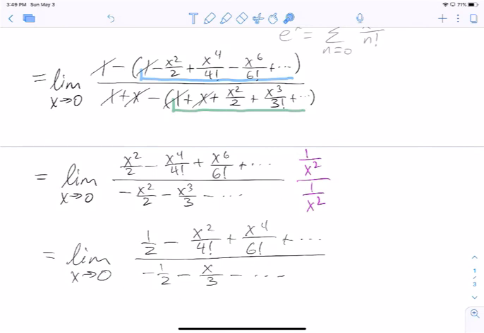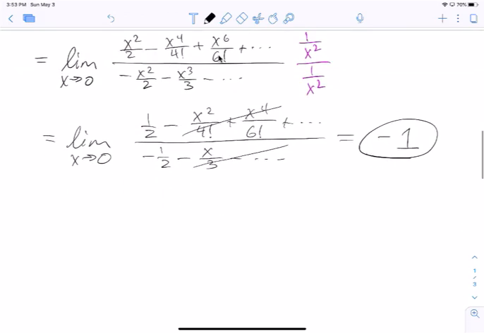Dividing numerator and denominator by x squared gives me a leading term in the numerator of 1/2, and then minus x squared over 4 factorial plus x to the 4th over 6 factorial, a bunch of terms that all contain x. In the denominator, I have negative 1/2 minus x over 3 and a bunch of terms that all contain x. All of these terms that contain x, as x goes to 0, will be 0. This leaves us with an answer of negative 1.